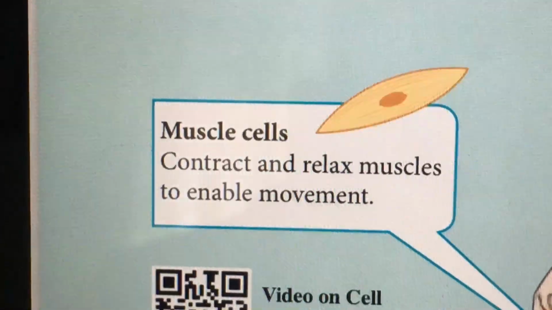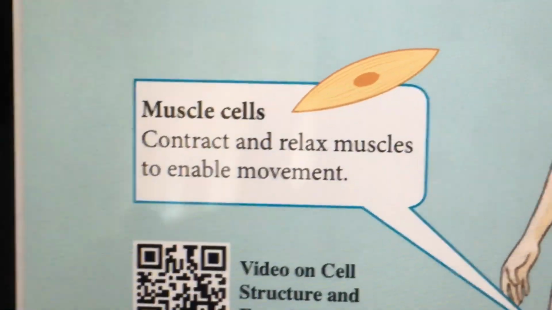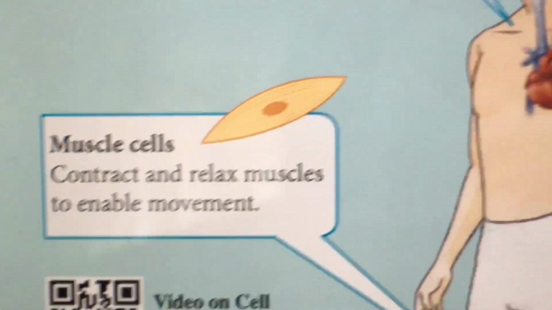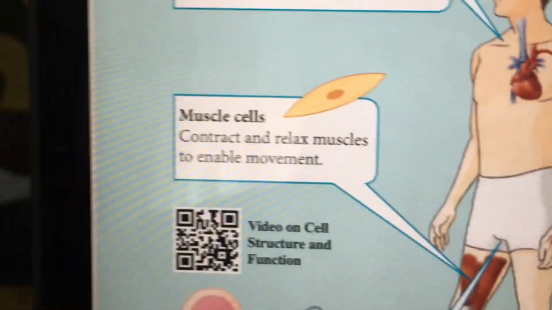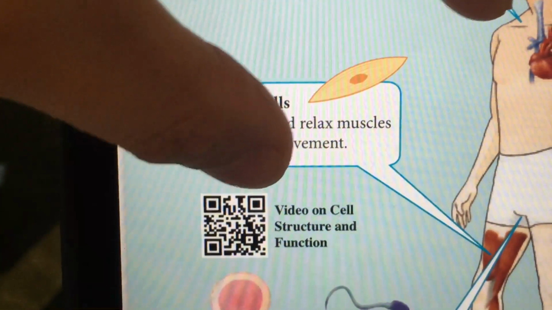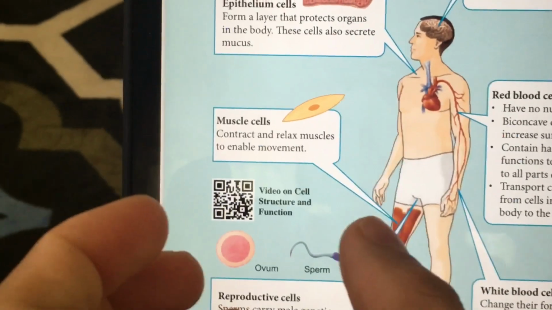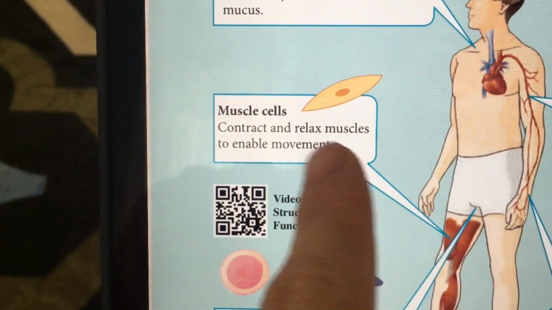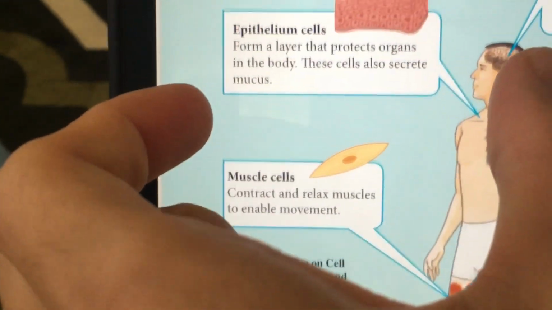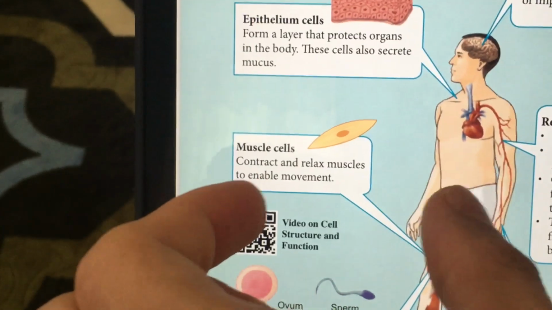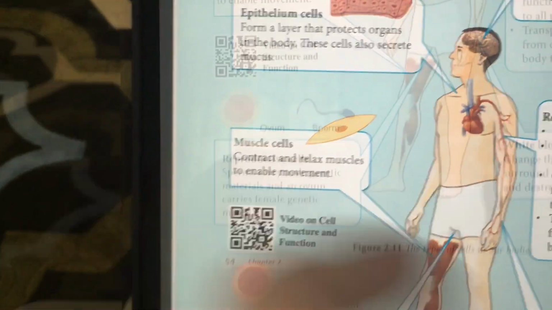So contract means mengecut. Boleh salin juga di dalam nota kamu, mengecut. Relax means berehat. Jadi kamu bayangkan, so you can imagine if this muscle cell contracts, dia mengecut, dia akan menarik. Okay, so if the muscles relax, apabila otot berehat, dia akan memanjang. Contract, mengecut, memendek, relax, berehat, memanjang.